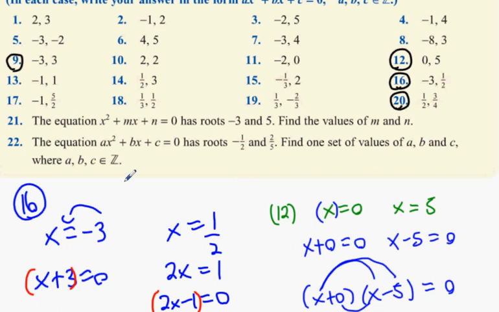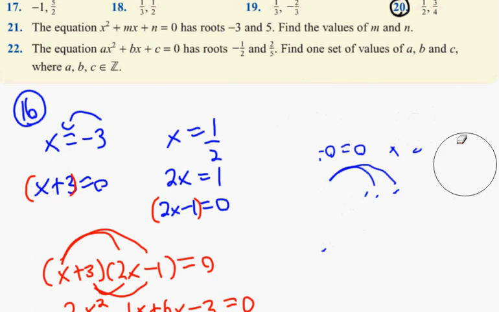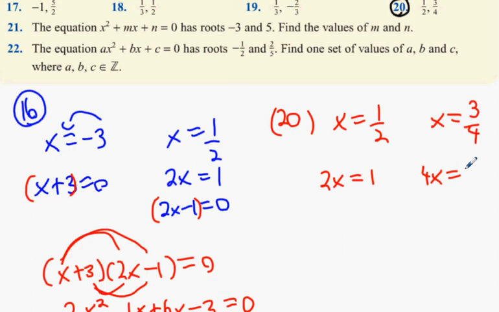20. So finally number 20. Liam, what do you do to start this off? So you get 2x equals 1, yeah. 2x minus 1 equals 0, yeah. Good man, 4x minus 3 equals 0 after that.